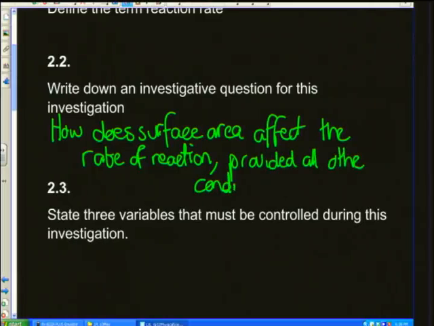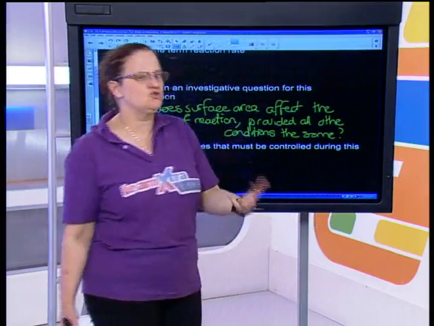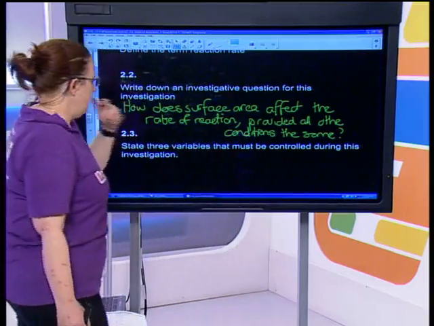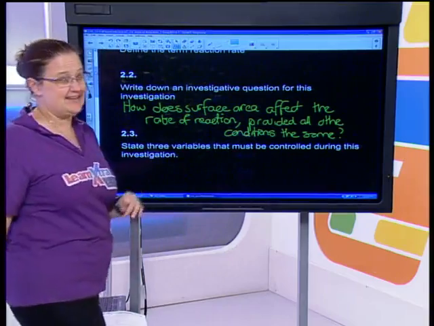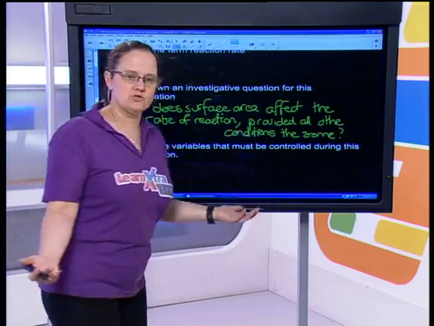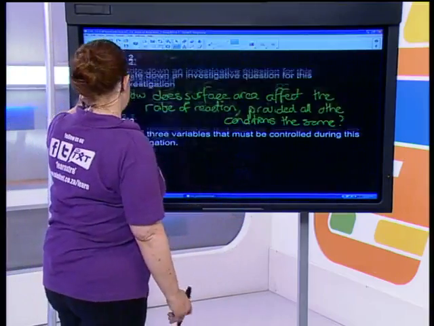Now, the only reason why I'm saying that is because there's actually a lot of controls. So we've got to keep the volume of the HCl the same. We're keeping the concentration of the HCl the same. We're using the same antacid tablet. Sorry, we're using the same mass of antacid tablets. So there's a lot of controls in this one, which is why I'm saying that I provide all the other conditions stay the same, which of course you can't read, but let's just pretend. And in fact, let's just quickly write down those controls that I just said, because that's the next question.